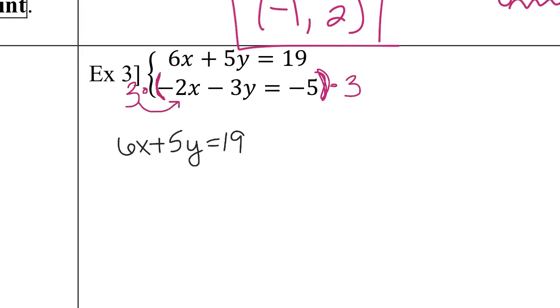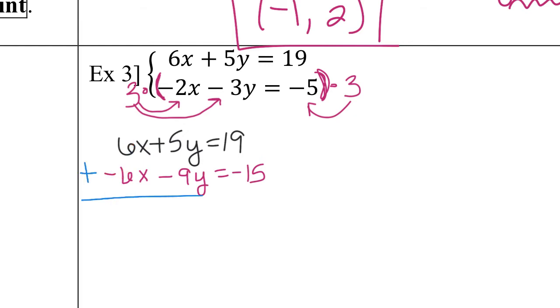So 3 times negative 2x makes negative 6x. 3 times negative 3y makes negative 9y equals, and then 3 times negative 5 makes negative 15. Now if I look, I have my x's, and 6 plus a negative 6 does in fact make 0 like I was planning. So now I can go ahead and add these up and follow the same steps as I did for the first two examples.